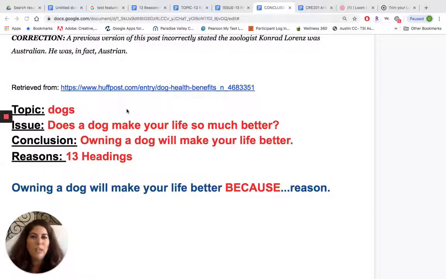I would still want to read the entire article just to make sure that this is truly what the topic, issue, conclusion, and reasons are.